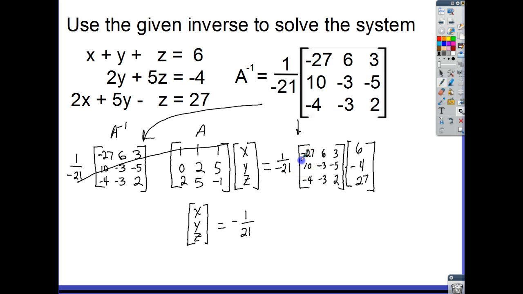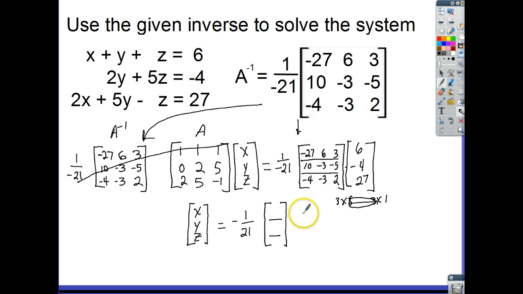and now we multiply this 3 by 3 times this 3 by 1. It's possible you get a 3 by 1 answer. There's our answer blank. Okay. So we'll go ahead and multiply these out.